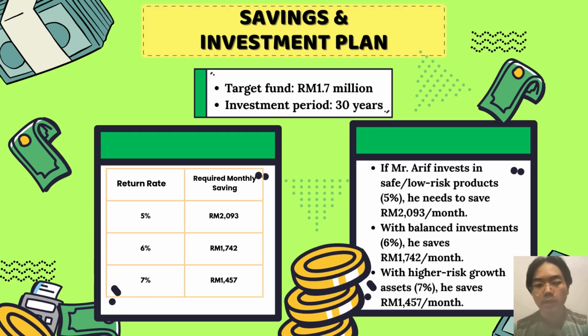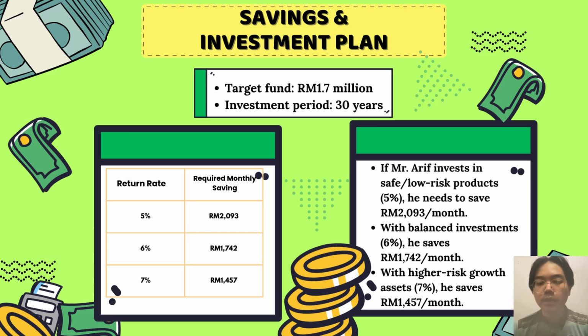Assuming different investment return rates, at 5% annual return, Mr. Arif needs to save around 2,093 per month. With a slightly higher return of 6%, the required saving dropped to about 1,742 per month. And if Mr. Arif invests in a higher growth option with a 7% return, he only needs to save around 1,457 per month. From this comparison, we see the higher the return, the lower the amount of monthly saving required.